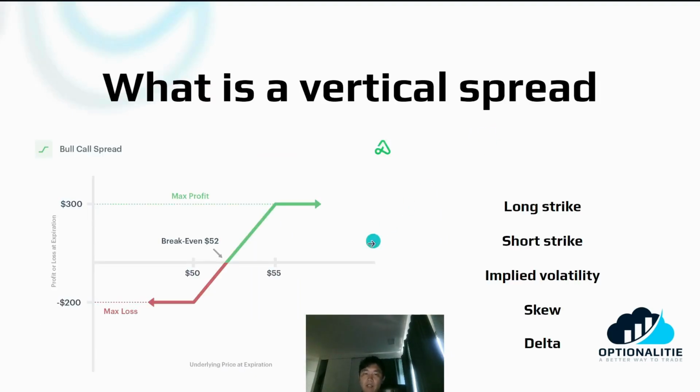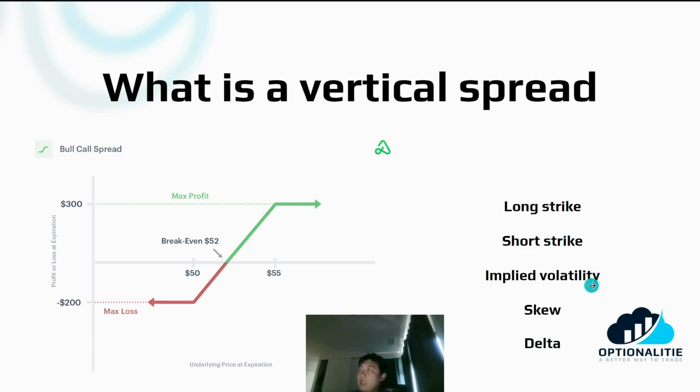So a vertical spread is a spread where you buy a closer to the money call or put and sell a more out of the money call or put. In this particular example, this is a call vertical spread where you buy a $50 strike call and you sell a $55 strike call. You pay $2 to get into this trade, so your max profit is $200 if the stock is at 55 or above at expiration, or $200 max loss if the stock never makes it to $50. So the long strike is at $50. The short strike is at $55.